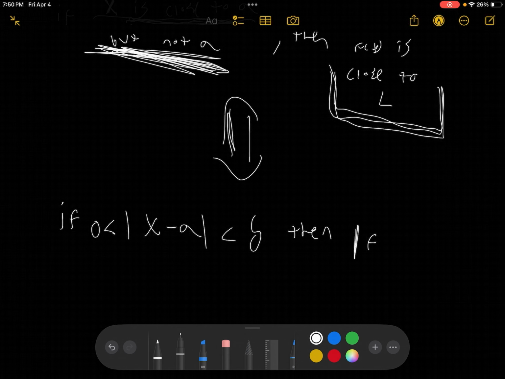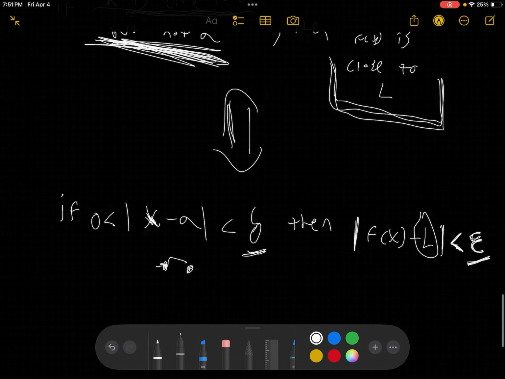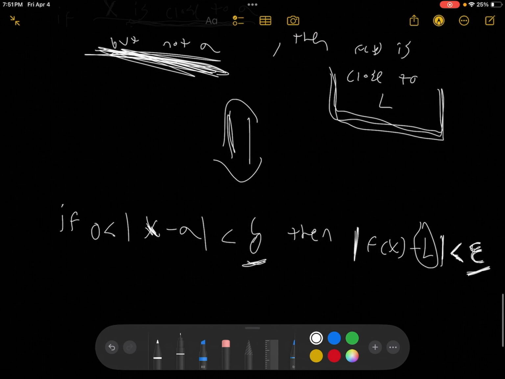This is equivalent to saying that the absolute value of f of x minus L is less than some small number. And I'm going to use epsilon to represent the small number. Notice that delta and epsilon don't represent the same thing. It doesn't have to be the case that when x is a certain distance from A, f of x is that same distance from L. They just have to be both fairly close by, but it doesn't have to be exact.